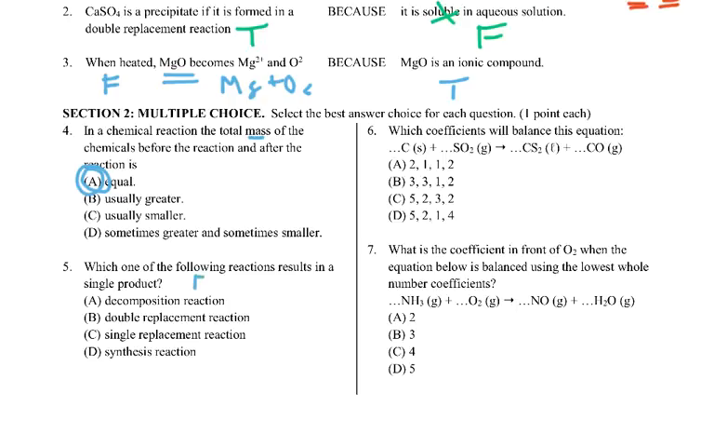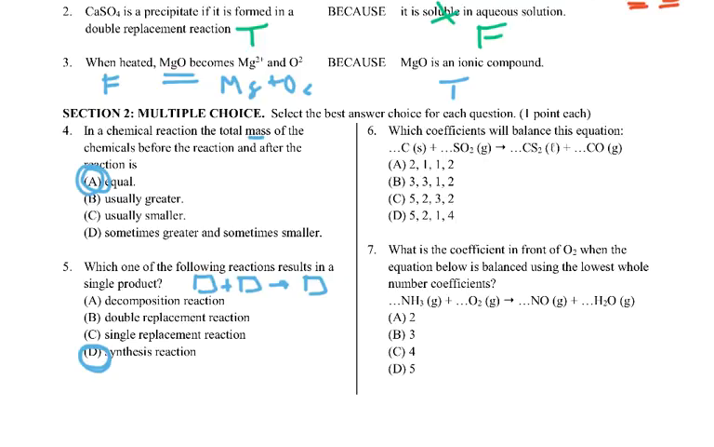Number 5, which of the following reactions results in a single product? Okay, something that turns into single products. We're talking about maybe a couple of things turning into one thing. Okay, that situation, that is a synthesis reaction. For all the others, we get 2 products.